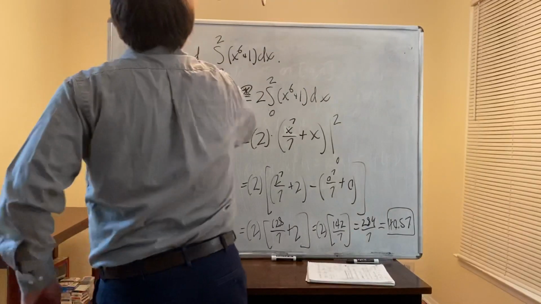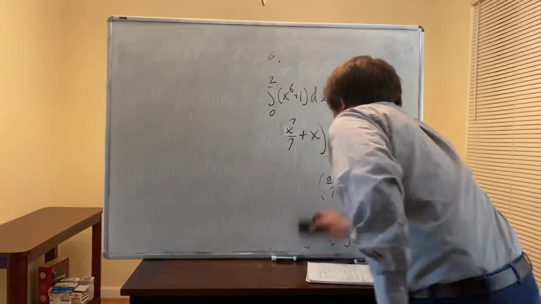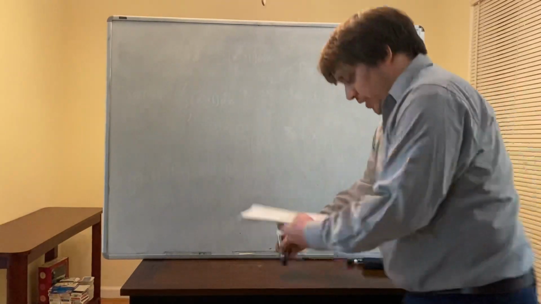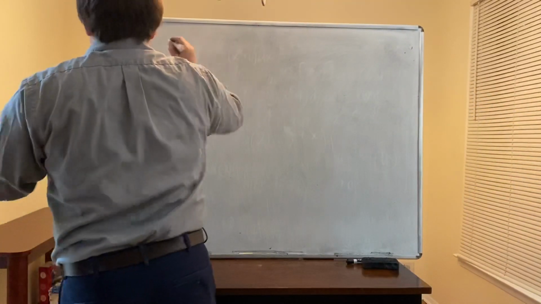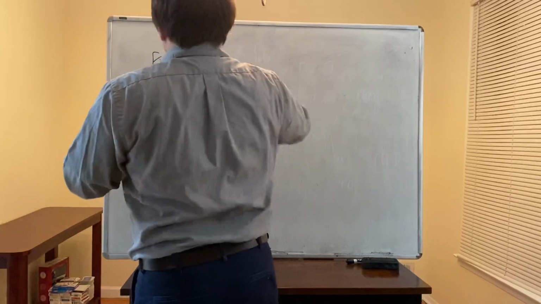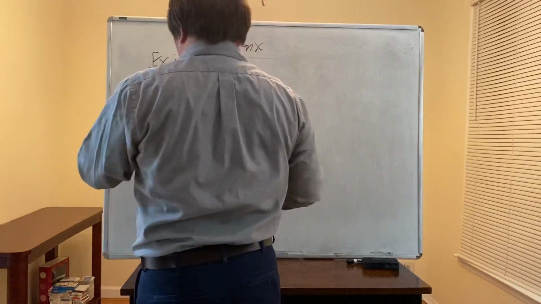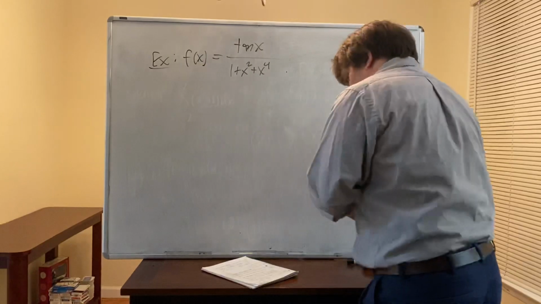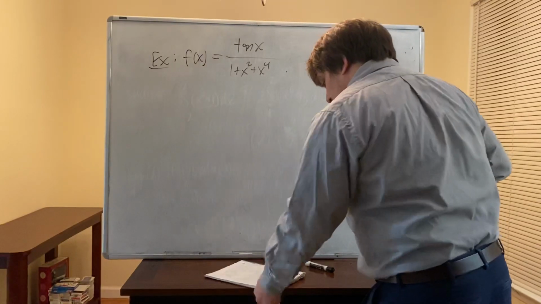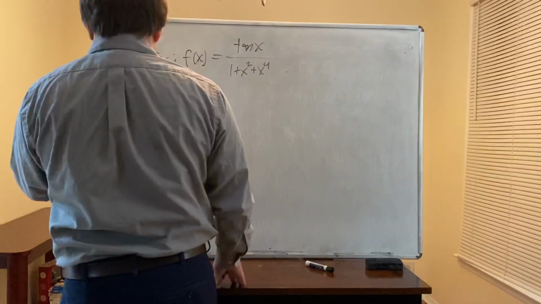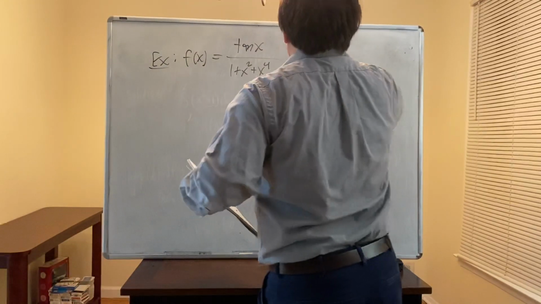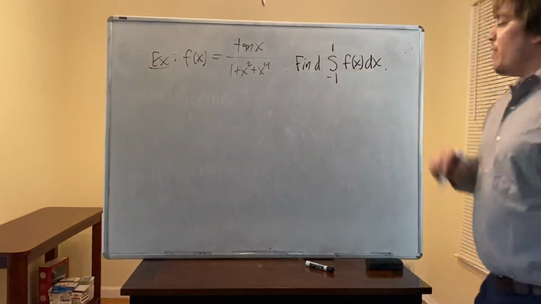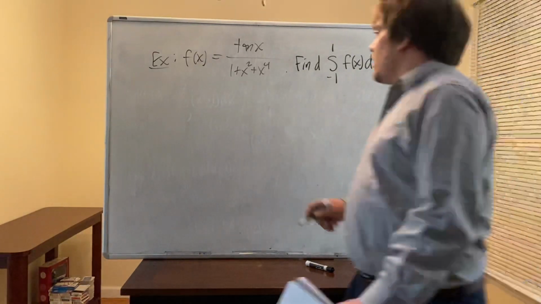Actually, let me just do one more example. Example: let f of x equal tan x over 1 plus x squared plus x to the 4th. We're going to find the integral from negative 1 to 1 of f of x dx. If you could show f is an odd function, then this is going to be 0, but you have to show it's an odd function.